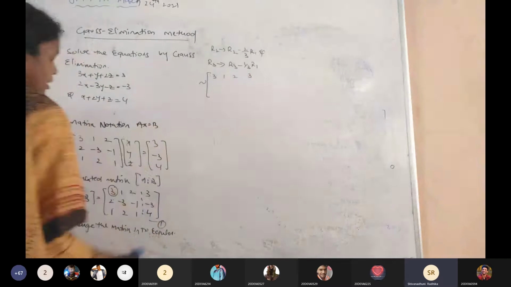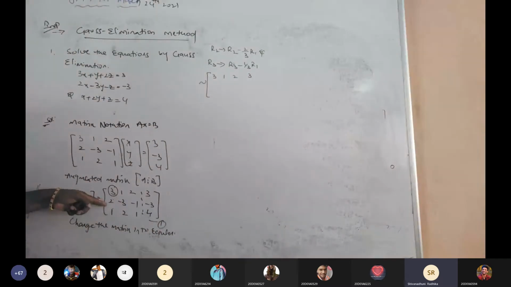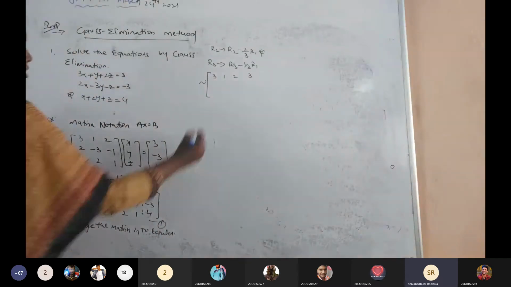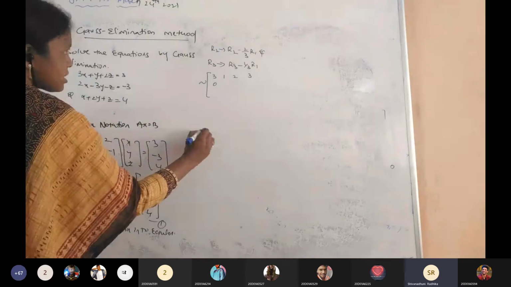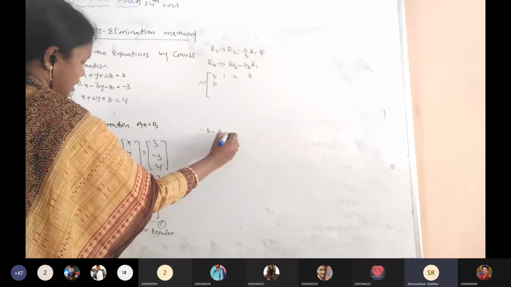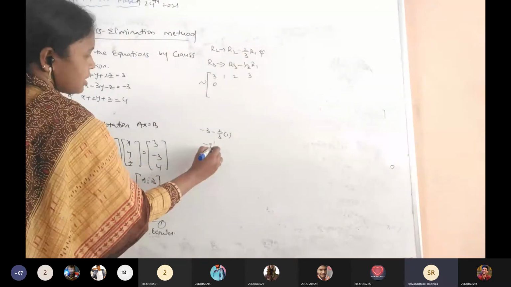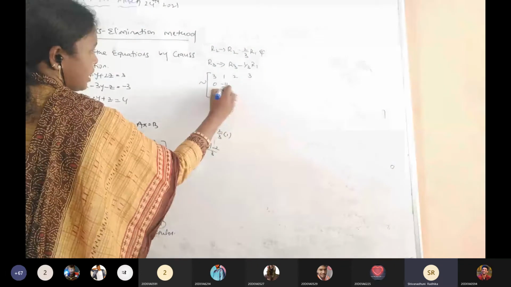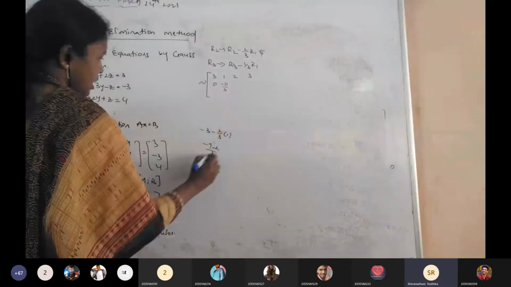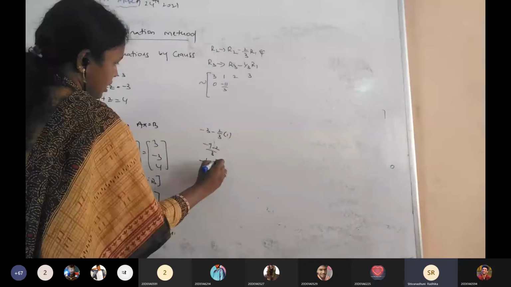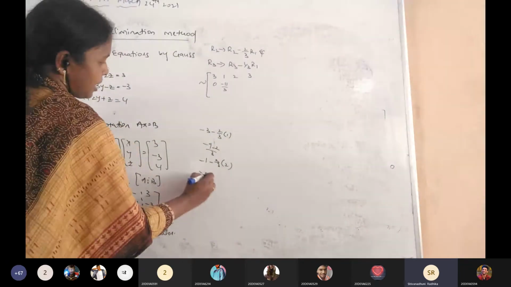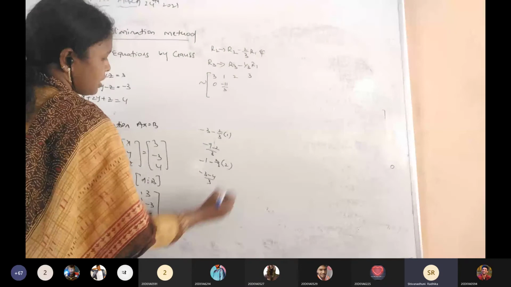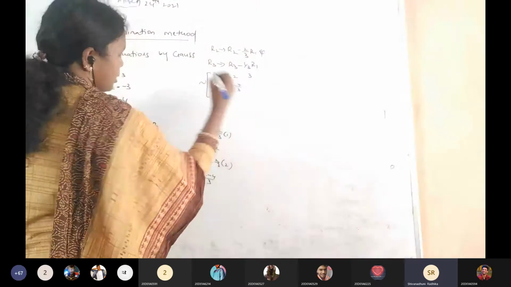So that is here. R2 changes to R2 minus 2 by 3 R1. Anyway, the first element be the 0. Next, minus 3 minus 2 by 3 into here 1. So minus 9 minus 2 by 3. So that is minus 11 by 3. Clear? Then go for the third one. Minus 1 minus 2 by 3 into corresponding is a 2. Minus 3 minus 4 by 3. Minus 7 by 3. Clear?